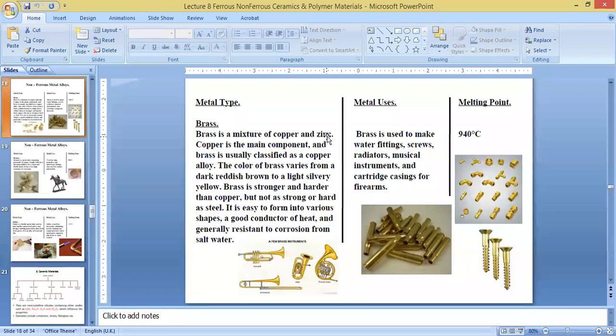Brass, a mixture of copper and zinc. Copper is the main component. The brass bands: it's used in musical instruments. It's called a brass band because of the material with which their instruments are made. They're made out of brass. It's also used for copper bullets, which are actually brass.